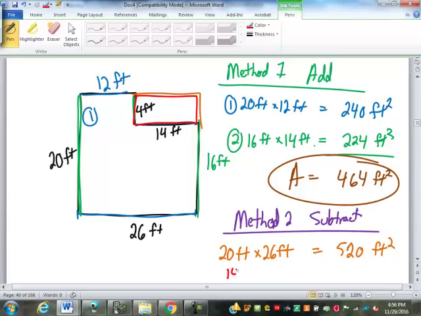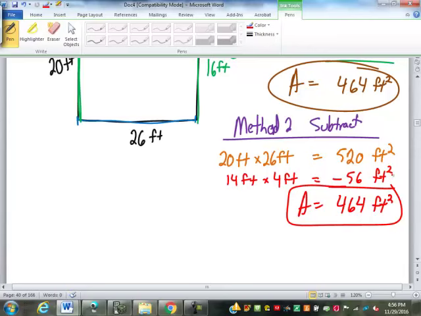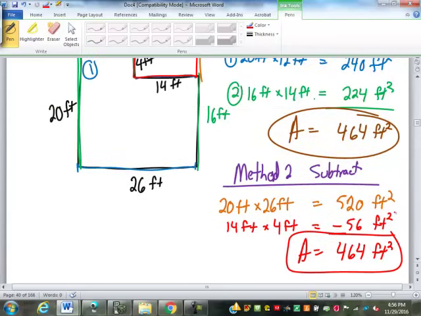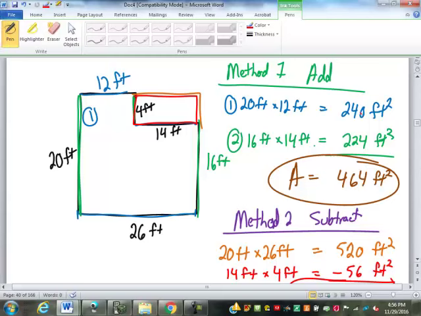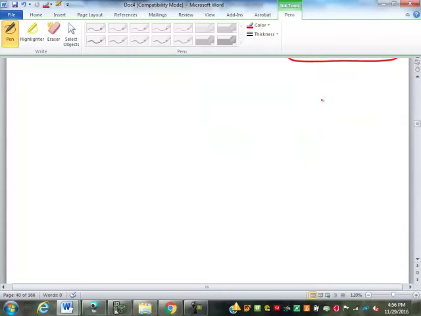That rectangle is 14 feet by 4 feet, which is 56 square feet. So I subtract that piece out, and I am at 464 square feet. I get the same area either way. Now in this figure, it's about the same amount of work to do it either way. Really makes no difference. That we get the same area for both methods. But again, for this figure, we could do it either way. It's about the same amount of work. But there are some figures we'll run into that have to be done one way or another.